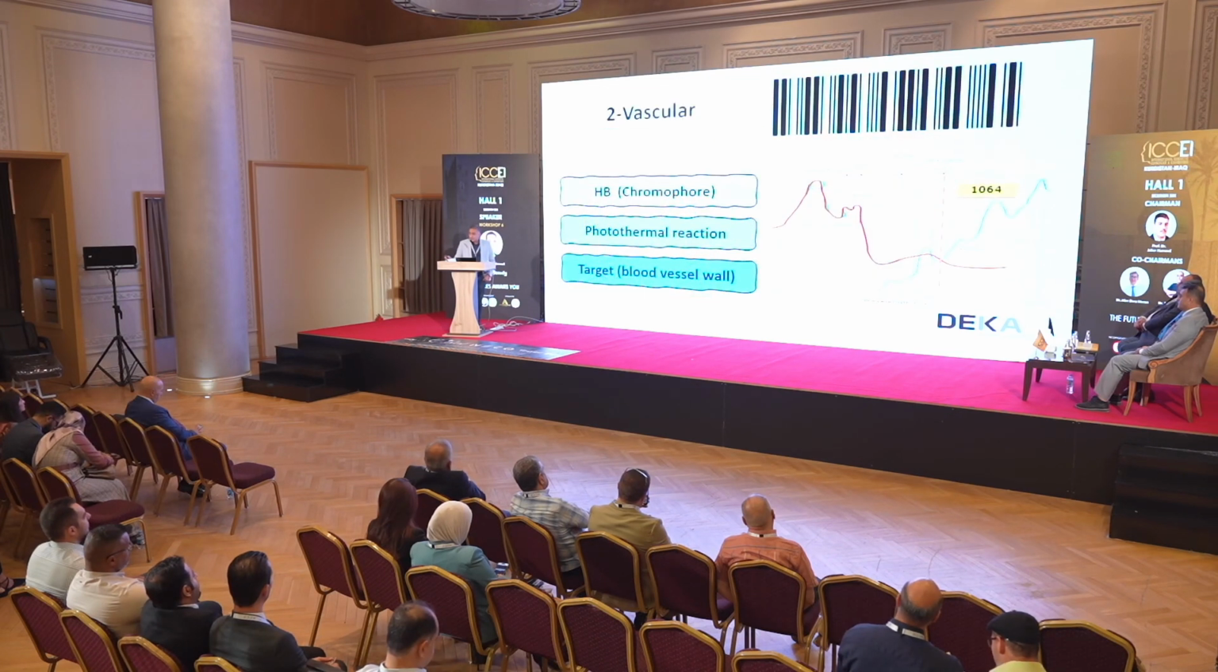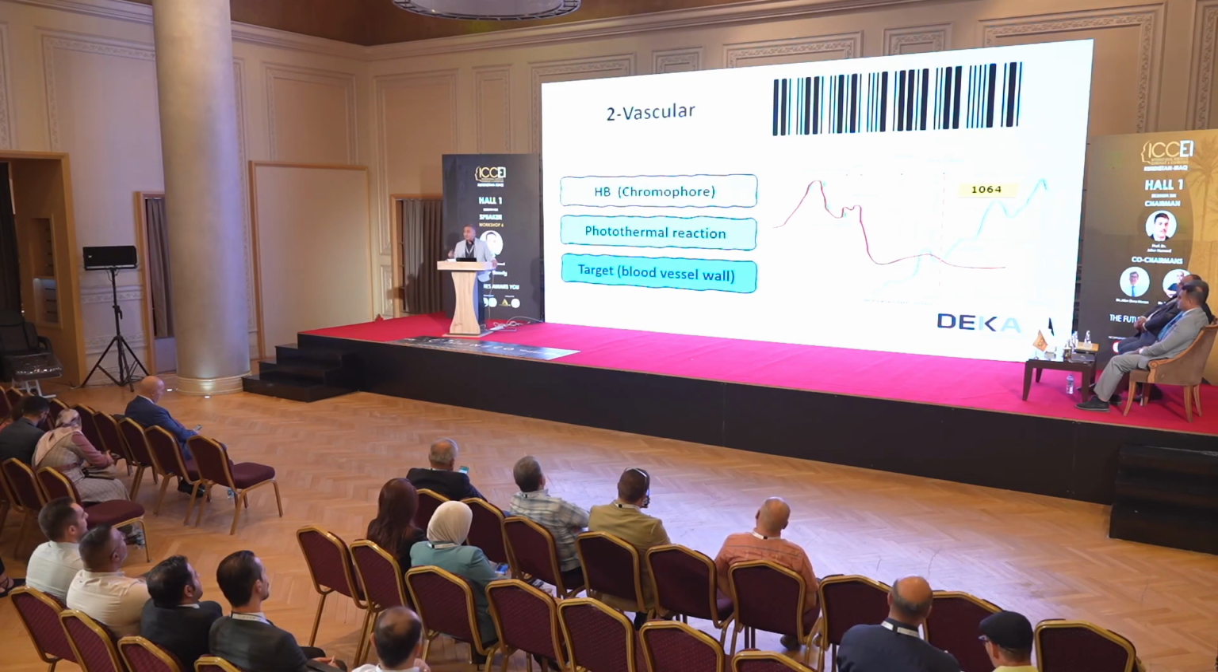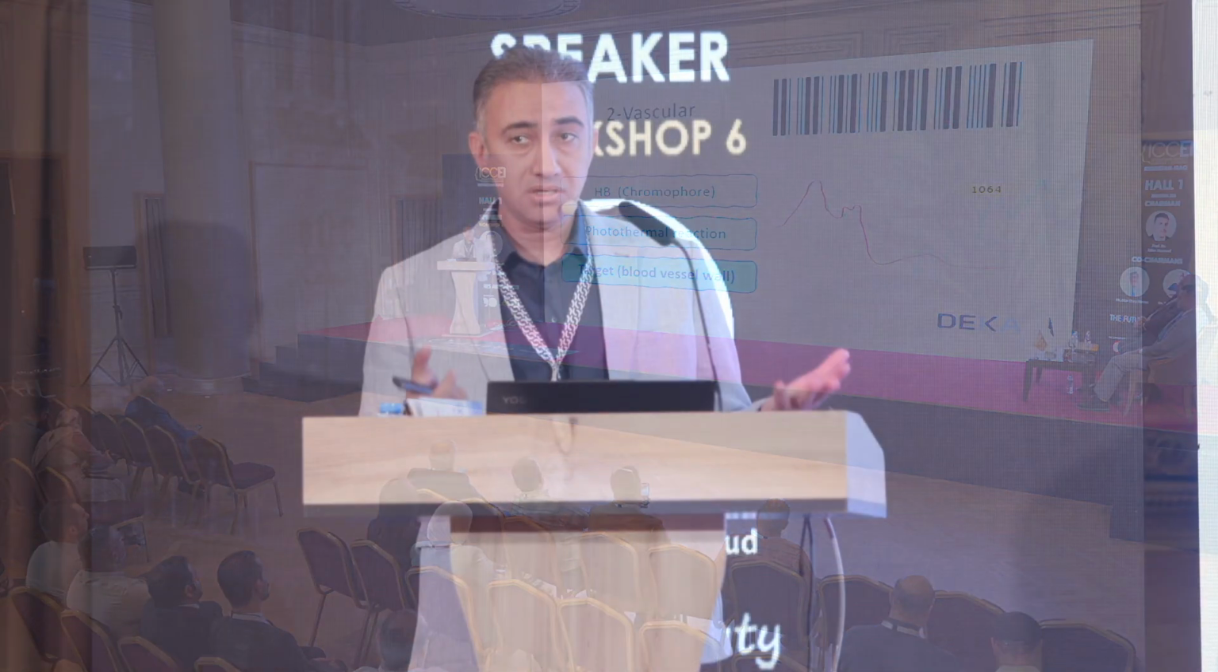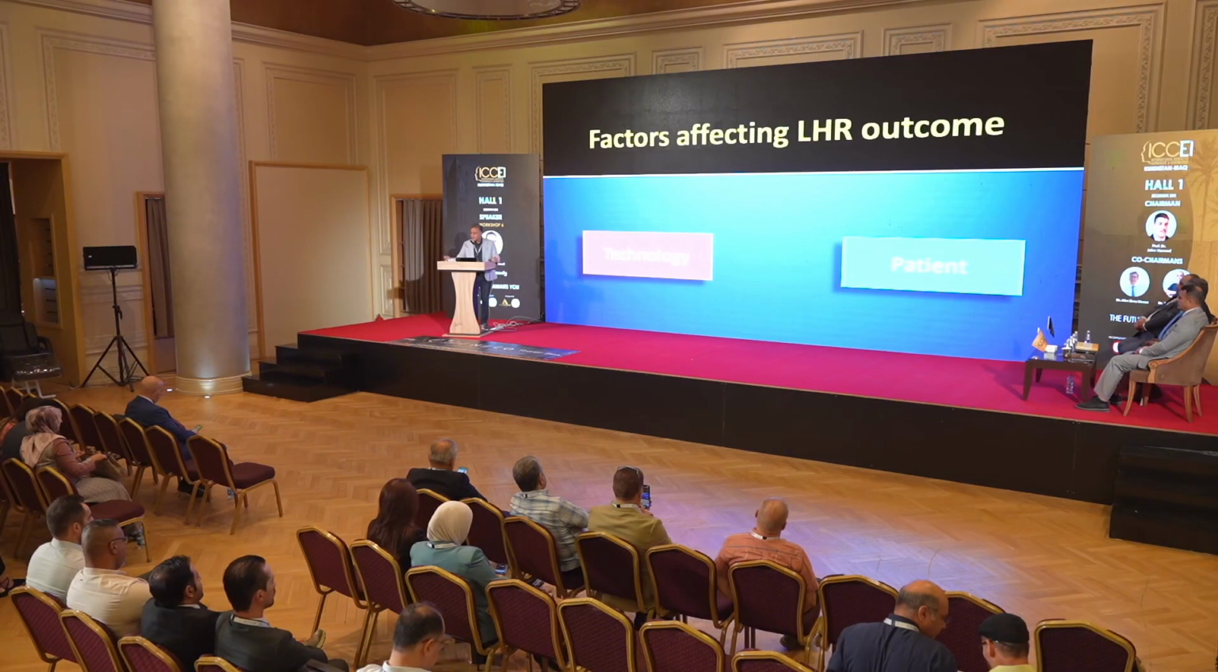Regarding vascular, of course, my target here is not melanin. My target is hemoglobin and the blood vessel wall. I use hemoglobin present in blood vessels to diffuse the thermal effect from RBCs into the blood vessel wall to induce coagulation of blood vessels. This mechanism of action is also a photothermal reaction. Let's go first to hair reduction.